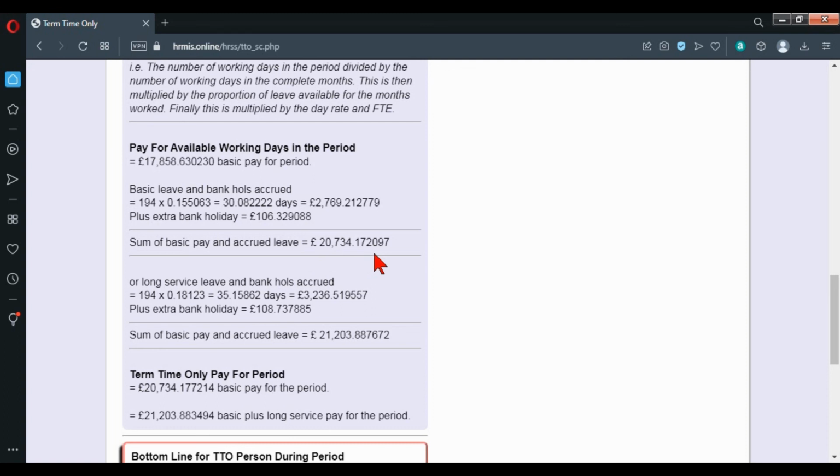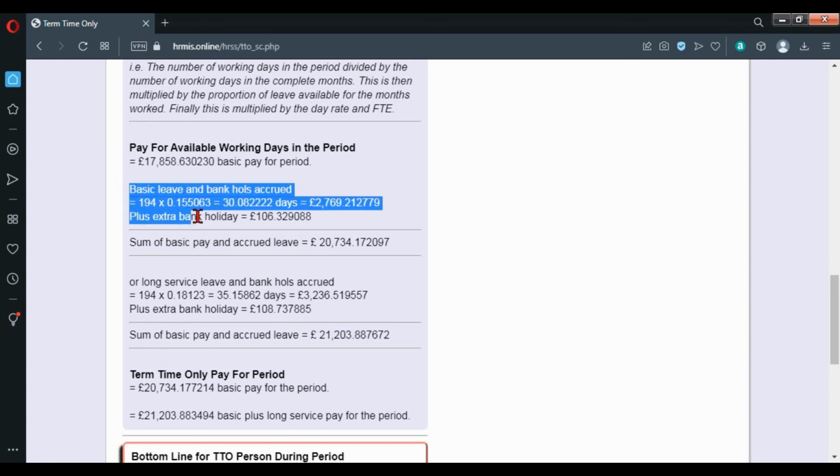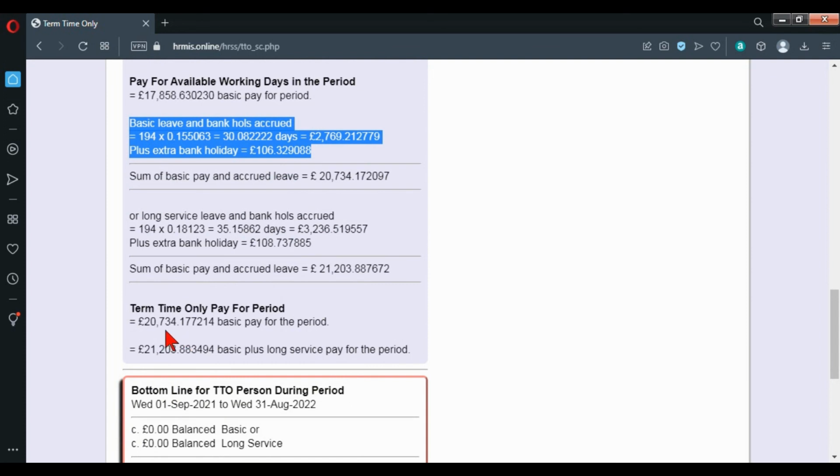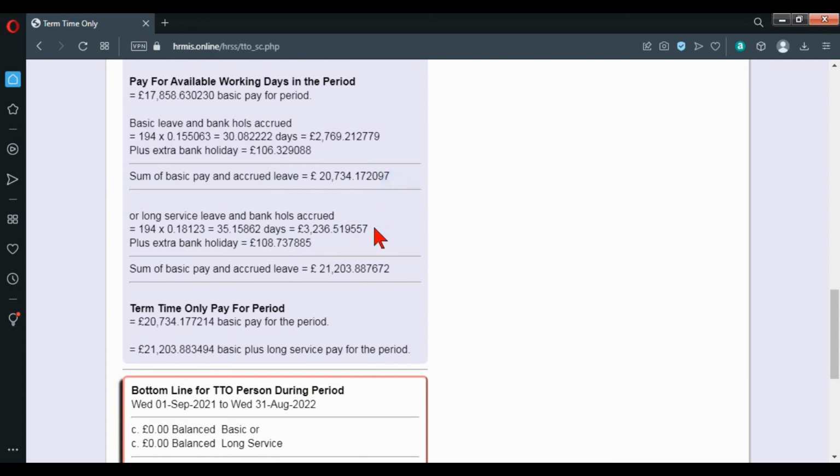This helps demonstrate that the term time only person is indeed getting the salary for the role plus pay for accrued holidays and bank holidays. Imagine that, a machine programmed to do the intricate calculations that explains itself and leaves the people in the office free to have the quality customer-facing conversations.